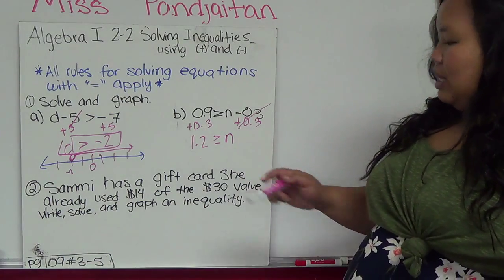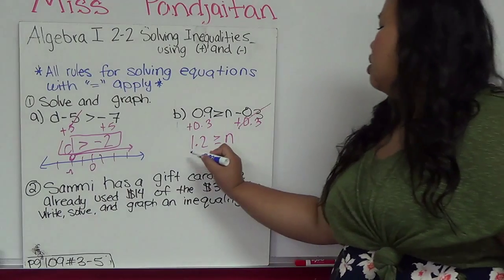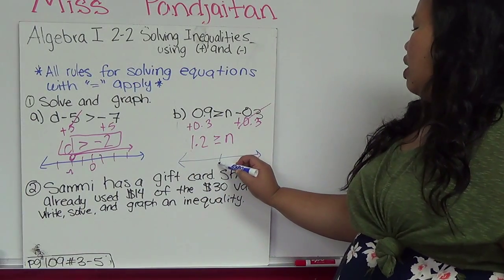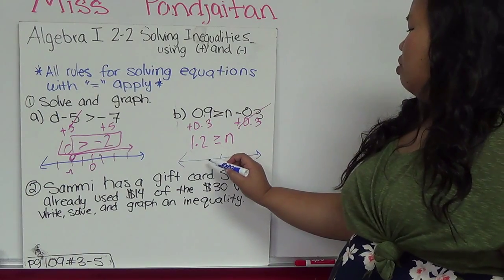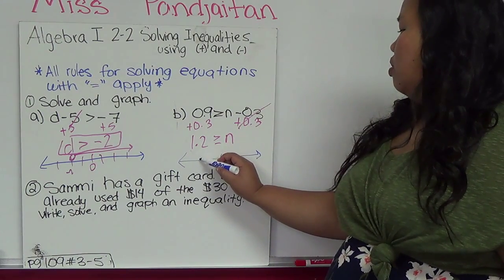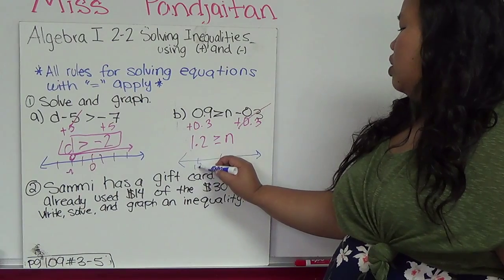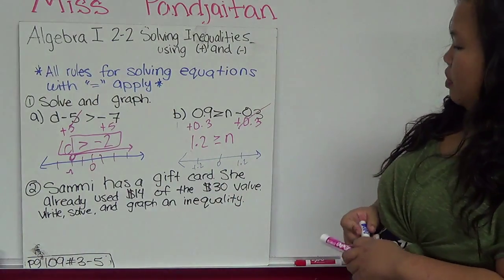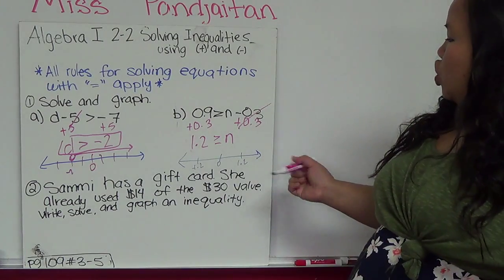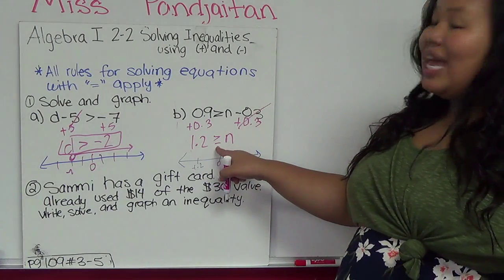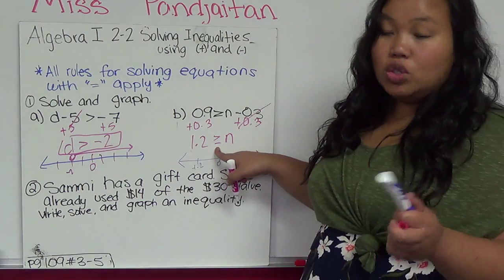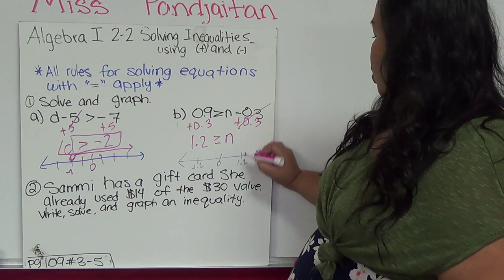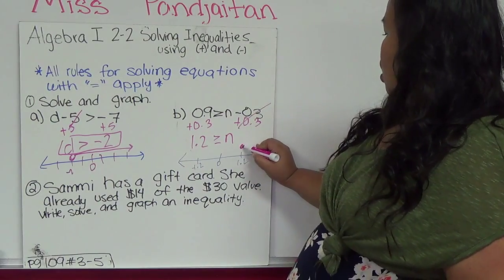Now that n is isolated, I'm going to graph it. So we'll have 0, negative 1.2, and positive 1.2. I'm going to start at 1.2 because it has that line underneath. Do I put an open circle or closed circle? It's going to be a closed circle. So I'm going to start at positive 1.2, closed circle.